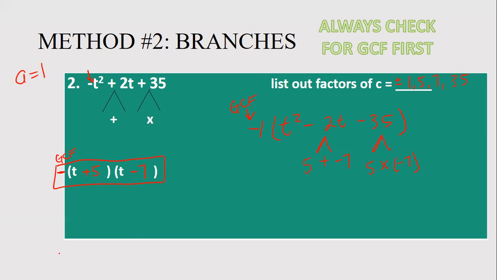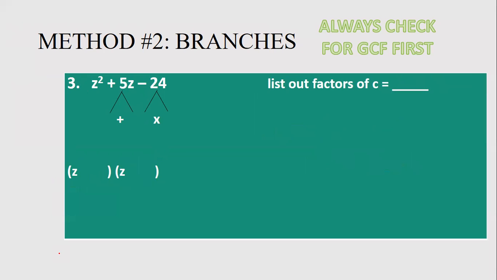You should have briefly seen this in Algebra 1. Questions? So why did I have to factor out the negative 1 first? The A is supposed to be positive. All right.